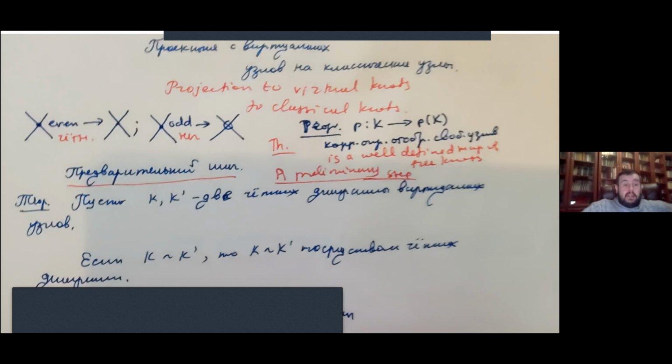Well, in fact, we can deal with two tools. So we already know a very good tool which is called the parity bracket. This tool actually somehow deletes even crossings.